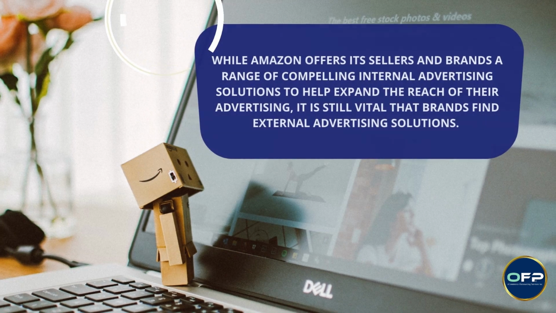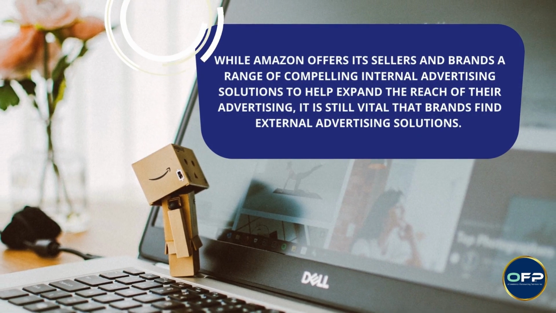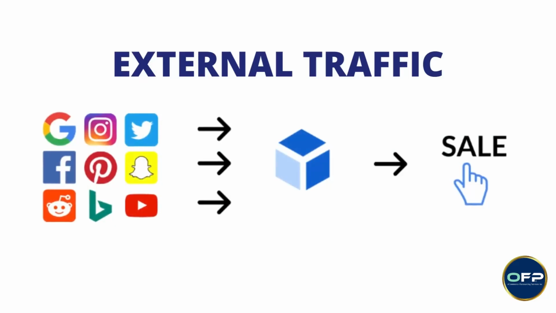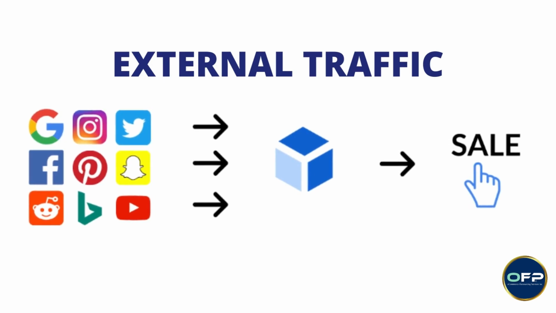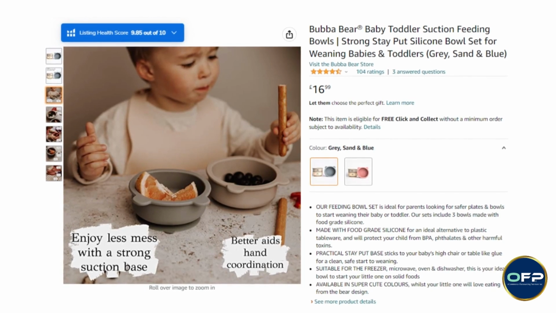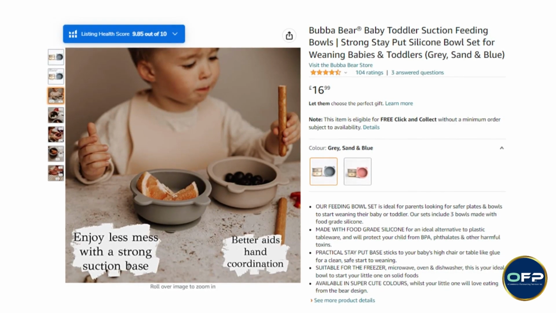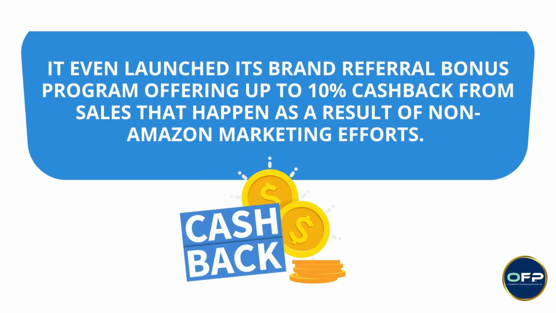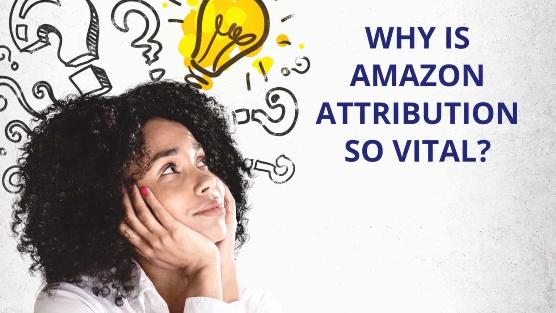While Amazon offers its sellers and brands a range of compelling internal advertising solutions to help expand the reach of their advertising, it is still vital that brands find external advertising solutions. External traffic yields the biggest overall ranking and keyword ranking impact on Amazon. That's why Amazon favors those external listings that convert well on the marketplace. It even launched its brand referral bonus program, offering up to 10% cashback from sales that happen as a result of non-Amazon marketing efforts. Why is Amazon attribution so vital?